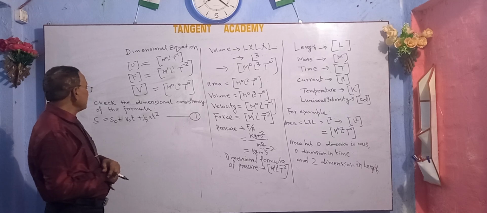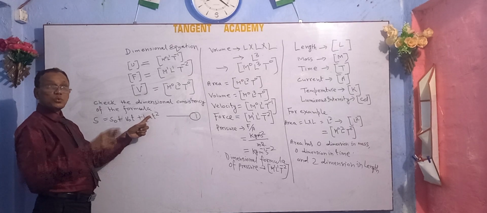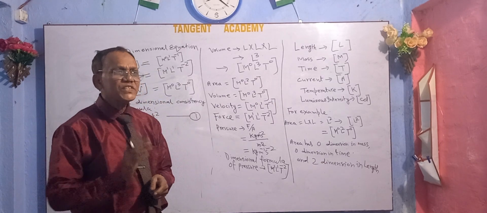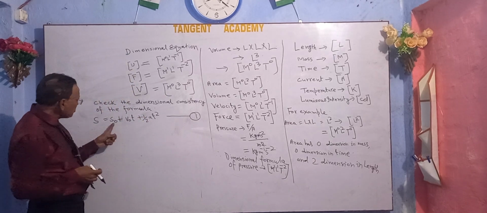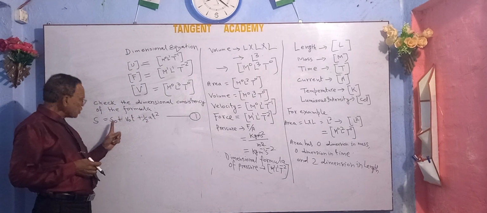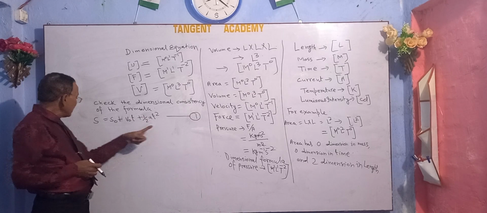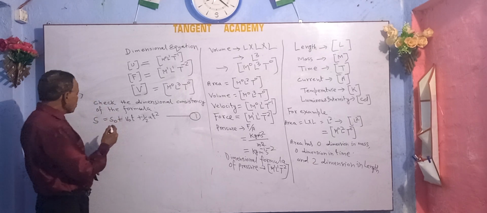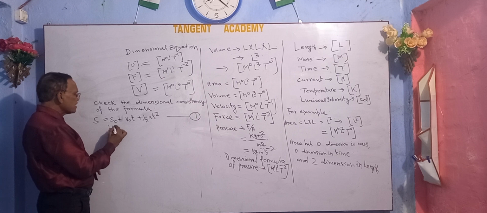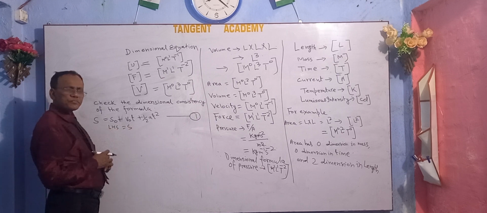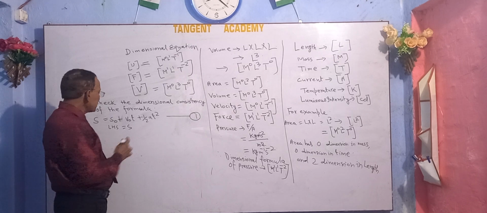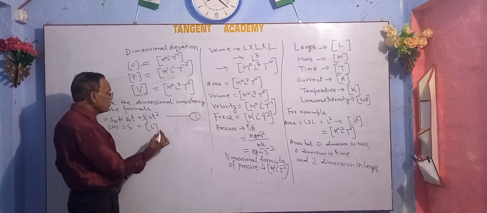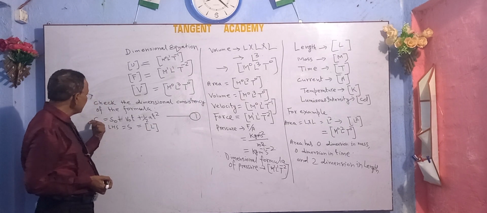How is it possible? As I have told you before, only those quantities can be added or subtracted which have the same dimension. So each term should have the same dimension: S naught, V naught T, half a T square, and also the left hand side S. First of all I am taking the left hand side. Left hand side is S. S is distance. Distance can be dimensionally written as capital bracketed L. This is the left hand side.